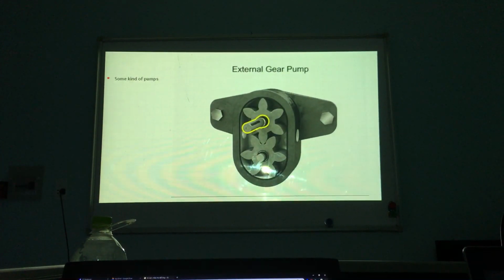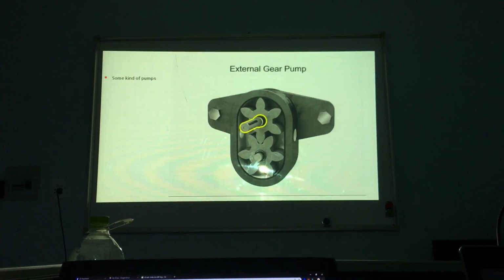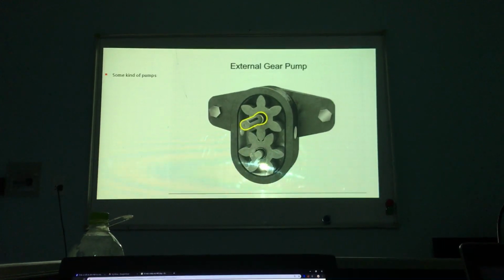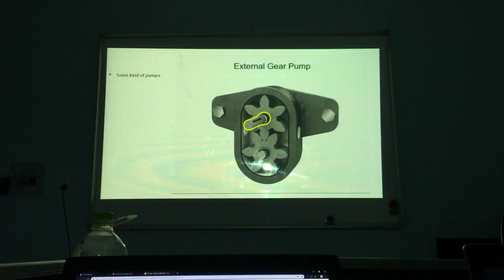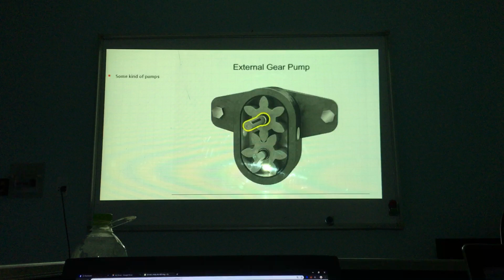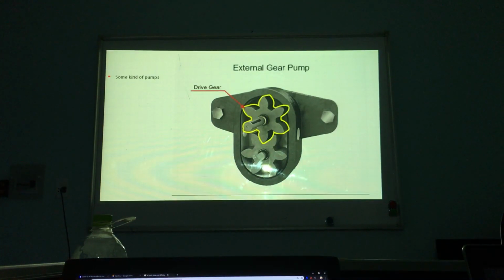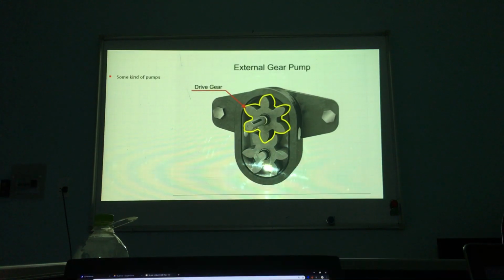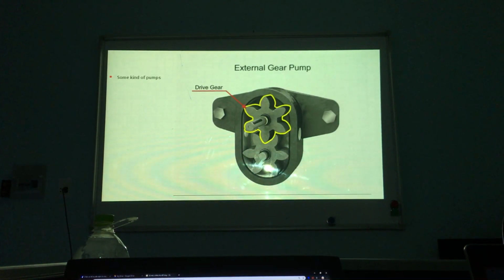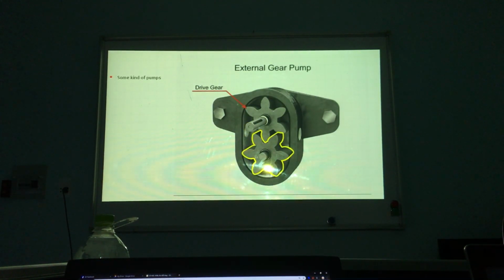One gear is driven by a motor connected to a shaft. This is called the drive gear because it is driven by a motor. In turn, it meshes with and drives the movement of the second gear.